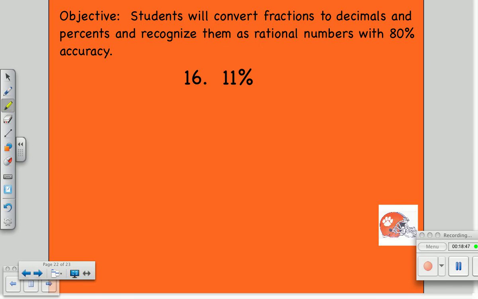11% is 11 out of 100. That is reduced. You can't simplify that anymore, so that is your answer.